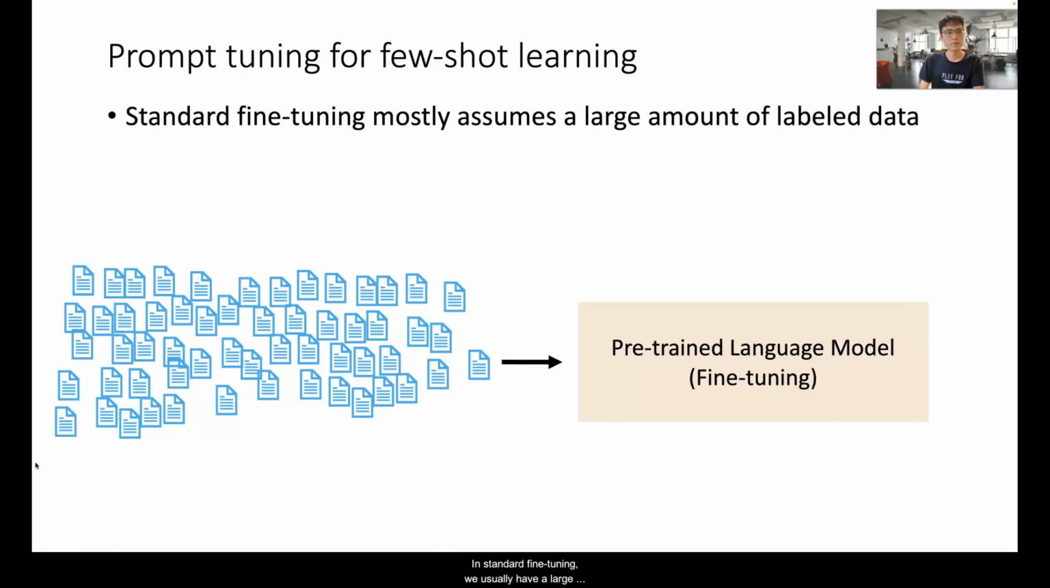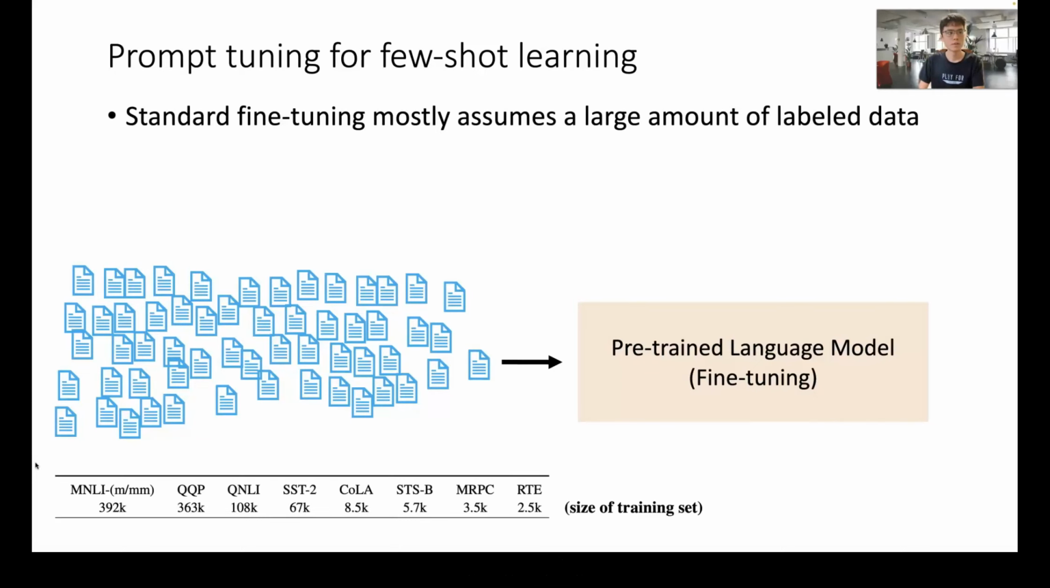In standard fine-tuning, we usually have a large amount of labeled training data. For example, each of the datasets in the GLUE benchmark consists of thousands of labeled training samples. What we are doing to the model during fine-tuning is providing the model with samples and hoping the model finds the pattern from the dataset.